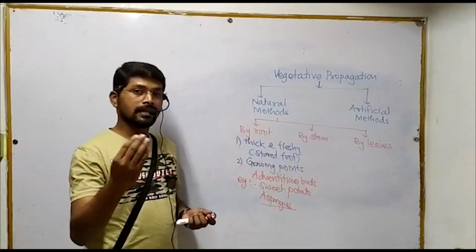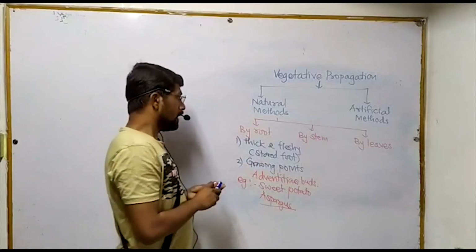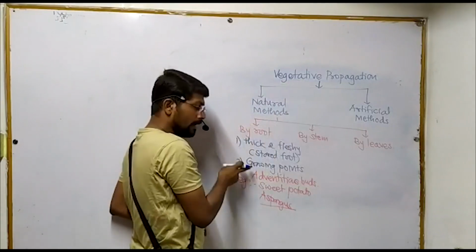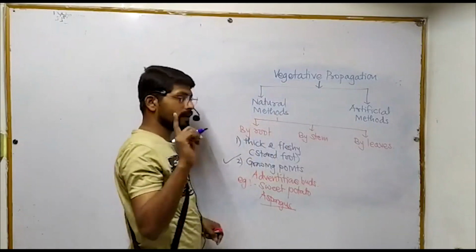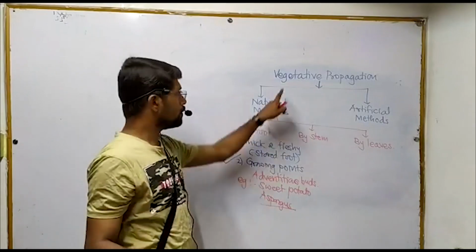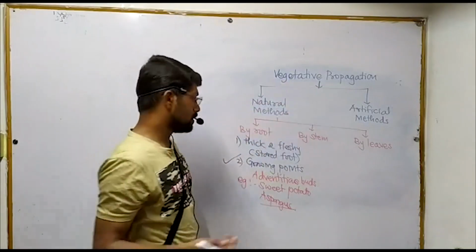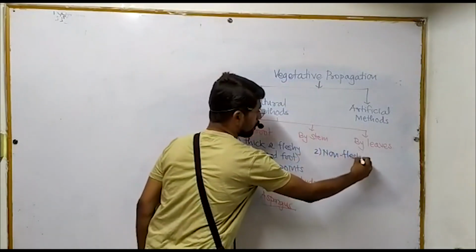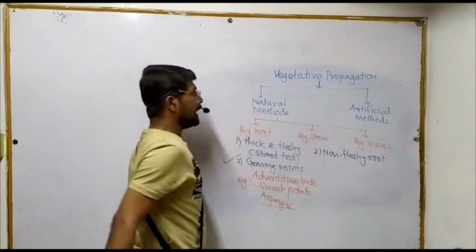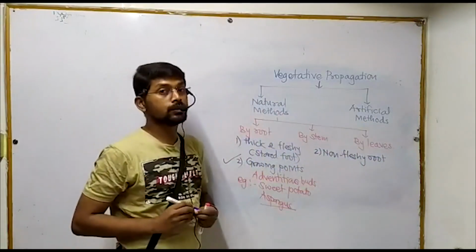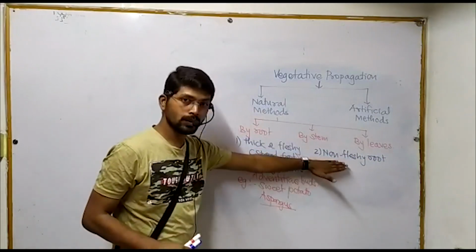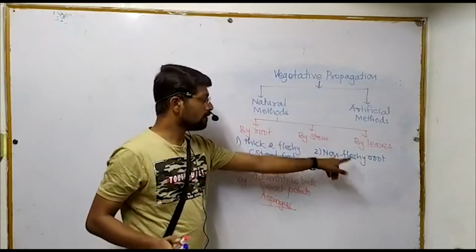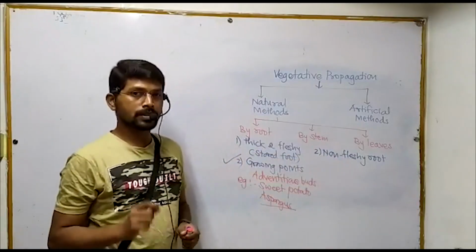Now there is an exception, and what is that? See, roots which are involved in vegetative propagation by natural method are thick and fleshy, and they are with growing points. Presence of growing point is very important. It is a must criterion for vegetative propagation. But as an exception, certain non-fleshy roots are also involved in the process of vegetative propagation. This is also very important. As this part is unique, it carries higher weightage for your NEET exam and board exam. See, non-fleshy roots are also involved in the process of vegetative propagation.